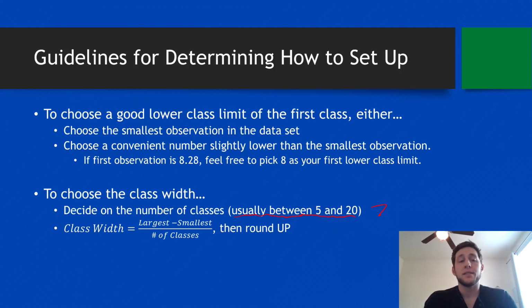Once you have that, go ahead and calculate your class width by taking your largest observation minus your smallest observation and dividing by the number of classes you want. Once you do that, round up. So let's say my largest observation was 100, my smallest was 0. If I want 7 classes, I would do 100 take away 0, divided by 7. You bet I'm going to a calculator. 100 over 7 is 14.28. So my class width here would be 15, since we round up no matter what.